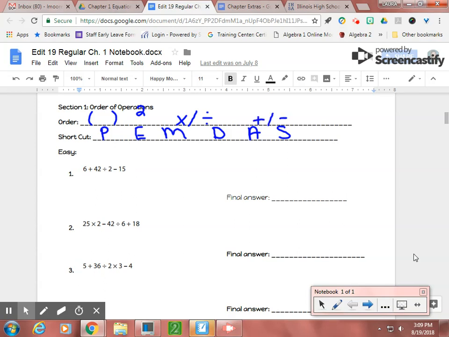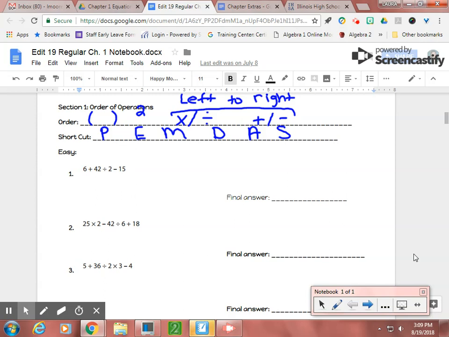What you need to remember about these is you're going left to right. Okay, so all of those are going from left to right. It doesn't matter what order they're in. If it's division first, if it's on the left, that's fine.